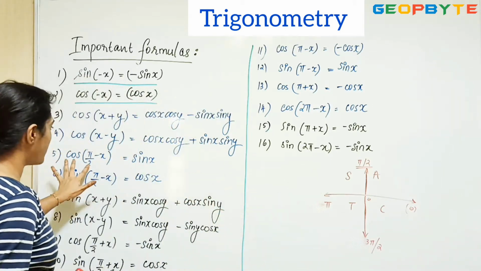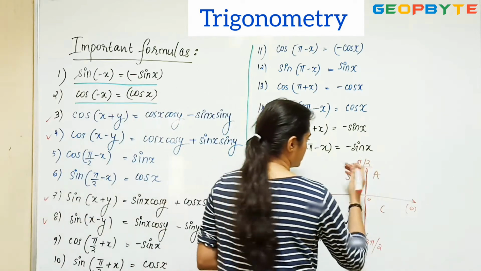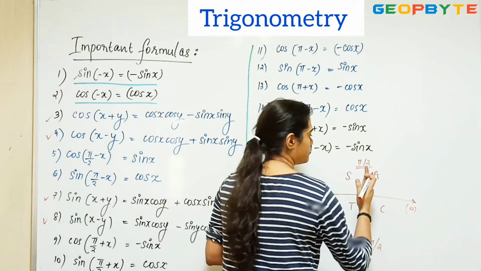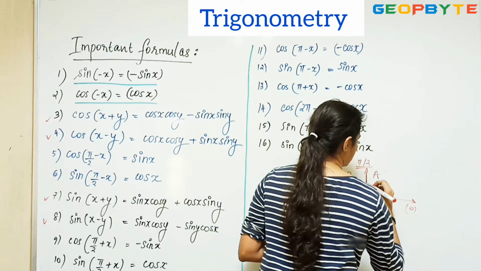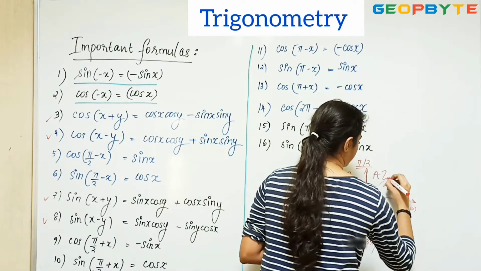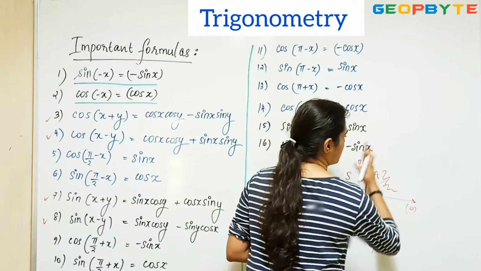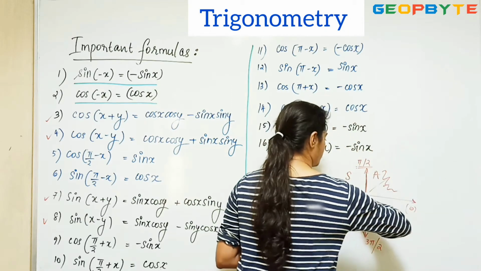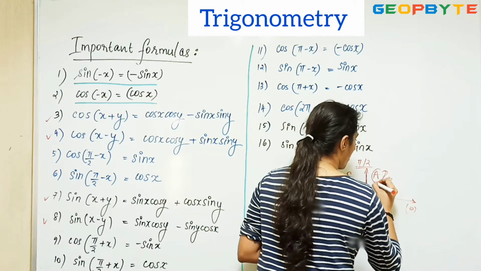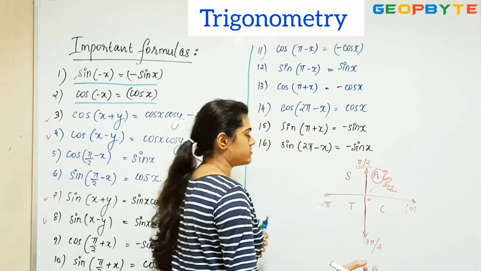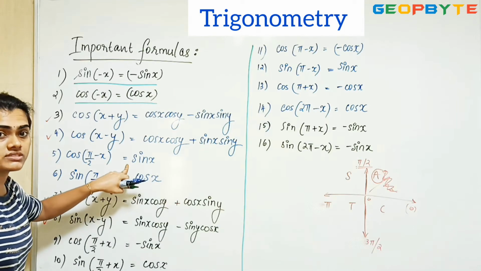So now cos of pi by 2 minus x. If this is pi by 2, my angle will be in this quadrant, somewhere here. Pi by 2 minus x. This is pi by 2 plus x. Pi by 2 minus x. So it will be somewhere here. But here all my angles are positive. So it is positive sin x.